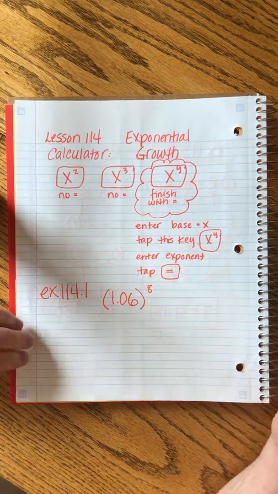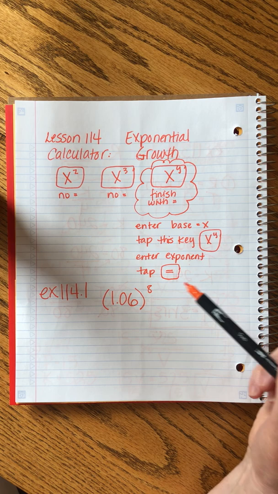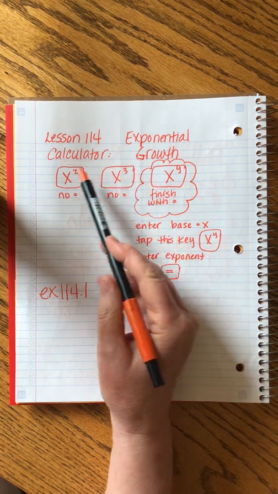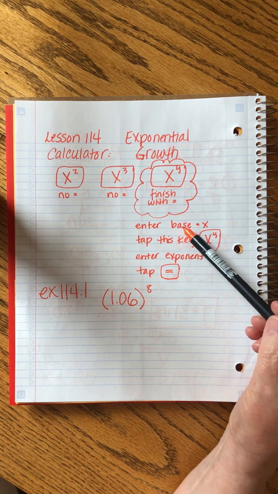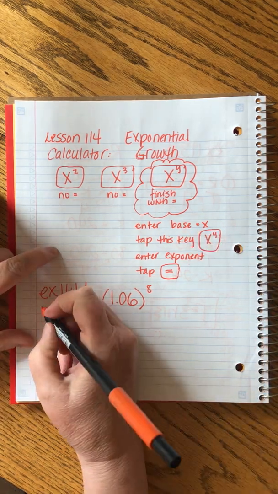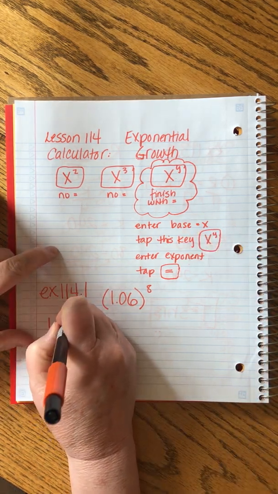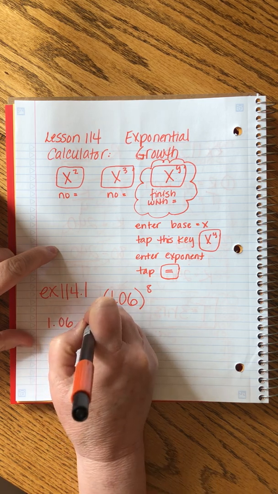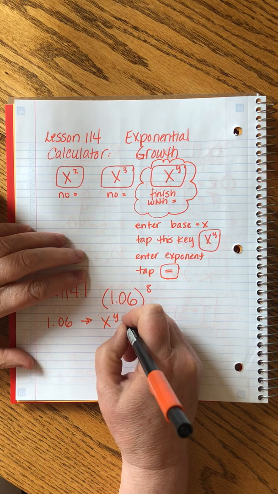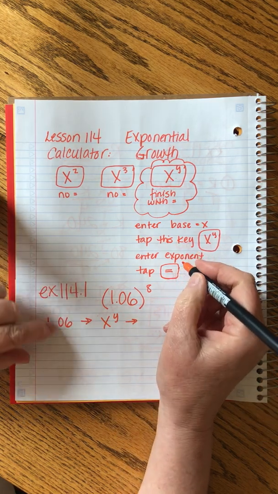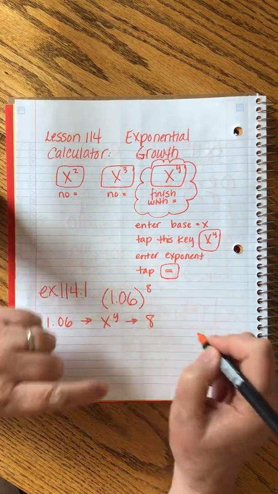1.06 raised to the 8th power. All right? There is no 8th power button already set up, so we're going to have to use the custom one. So again, you're going to enter the base, which is 1.06. And then you're going to hit the XY key. And then you're going to enter the exponent, which is 8.